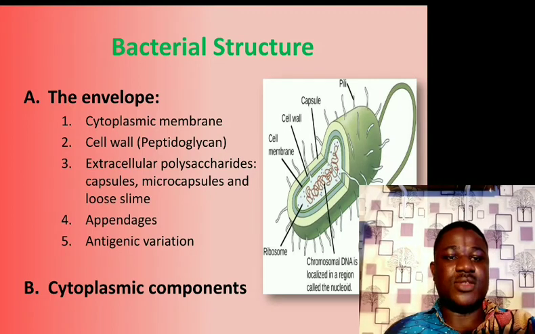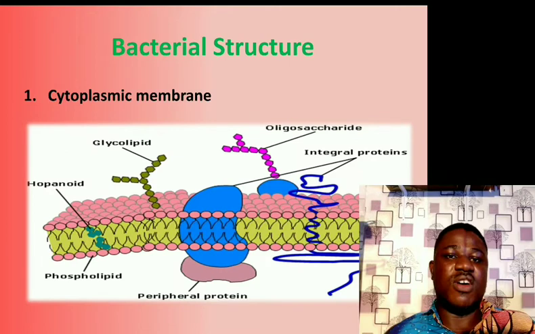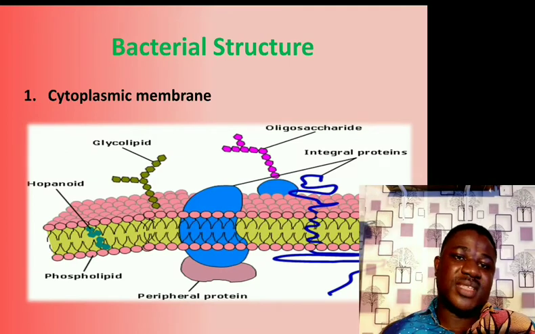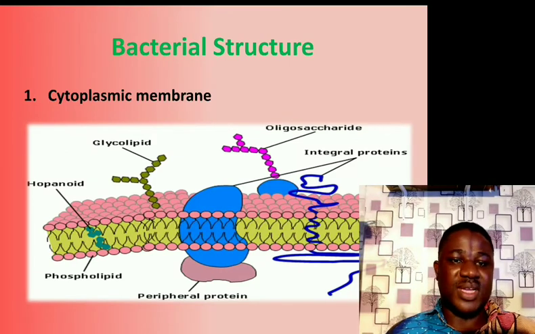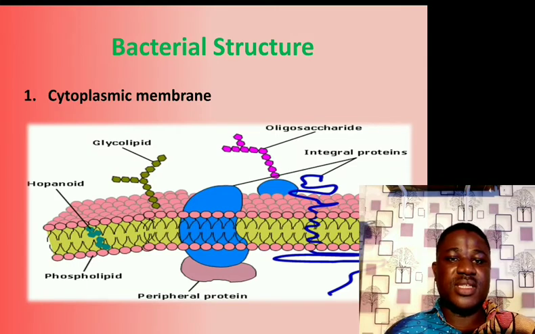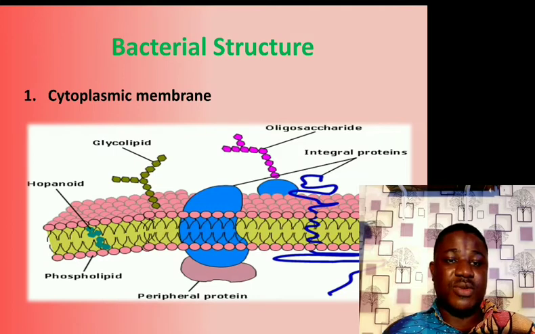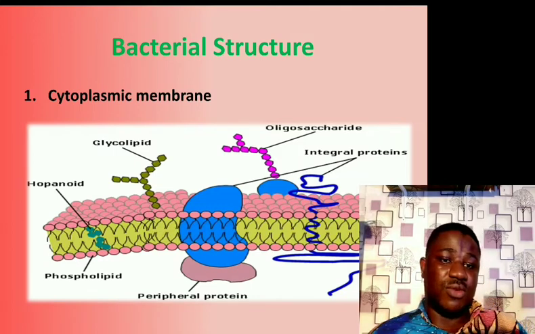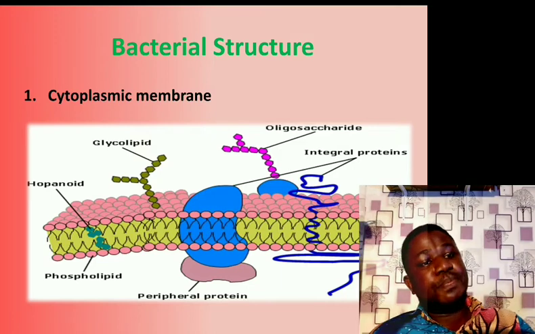So let's look at the cytoplasmic component of bacteria. The cytoplasmic membrane, which is the cell membrane of bacteria covering them, is made up of phospholipid bilayers with glycoproteins around. We have oligosaccharides, which are bound with the integral proteins, which allow the passage of materials through these channels and all of those things. All right.